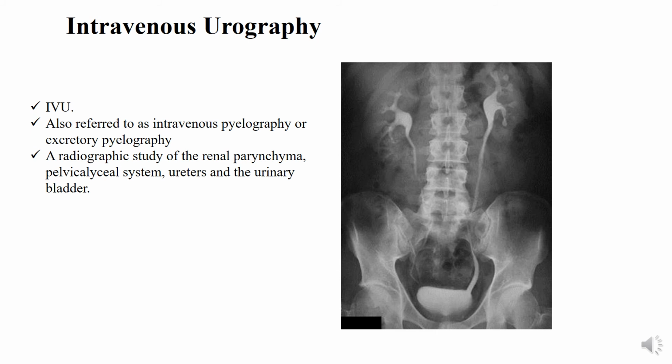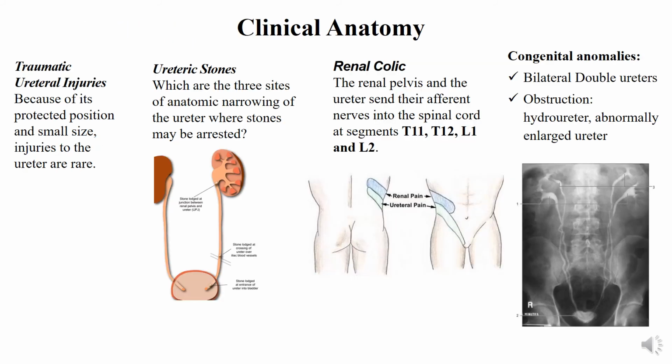Intravenous urography is a procedure that is used to visualize the kidney and the ureter. It's also called intravenous pyelography or excretory pyelography. By this pyelography, we can study the renal parenchyma, the pelvicalyceal system, the ureter, and also the urinary bladder can be examined.